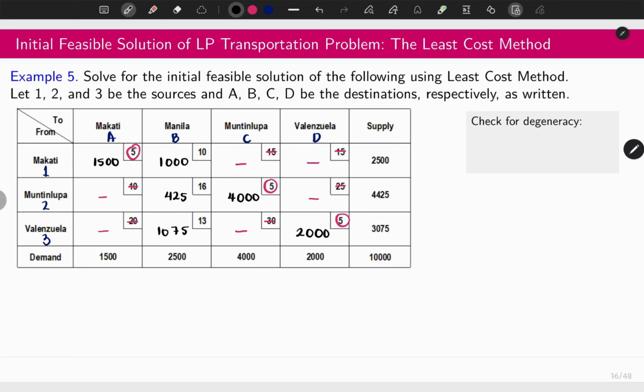Okay, let's check if these are correct. Okay, so all of these are correct already. So let us check for the degeneracy. How many sources and destinations? And then minus 1. Is this equal to 7 minus 1, 6. So how many occupied cells? We have 6. So this is not degenerate. We can now proceed to write the initial feasible solution. So, let me write those.